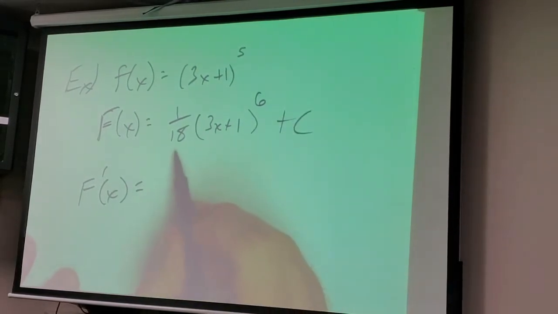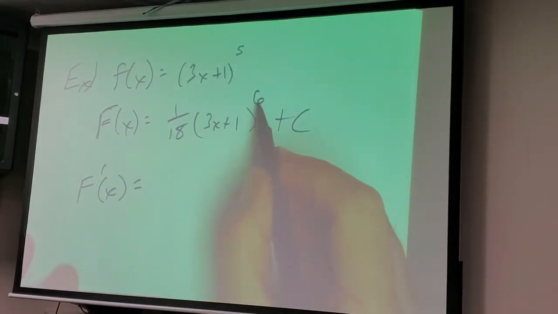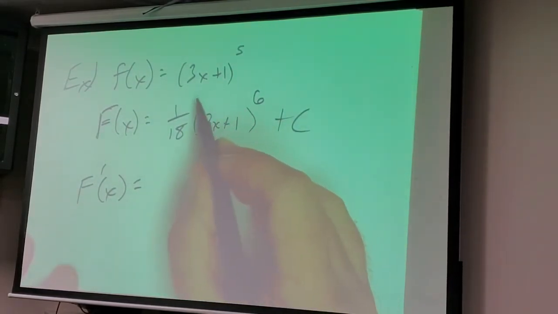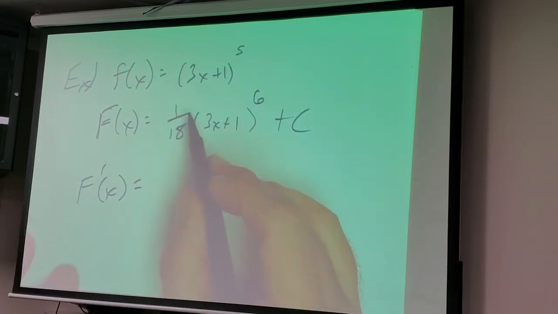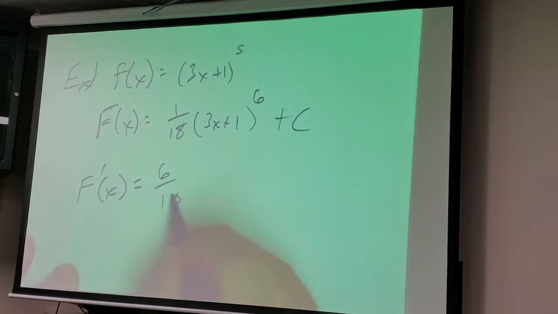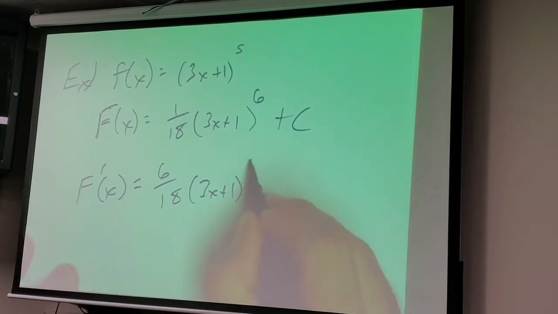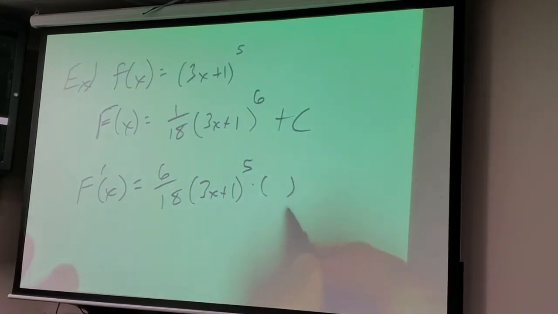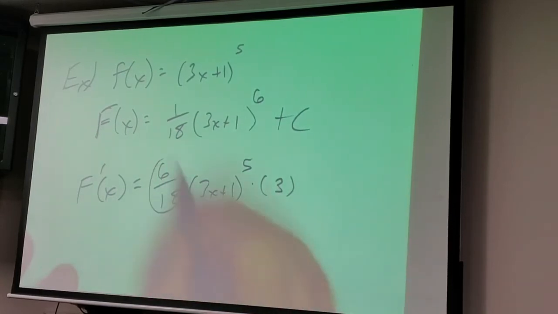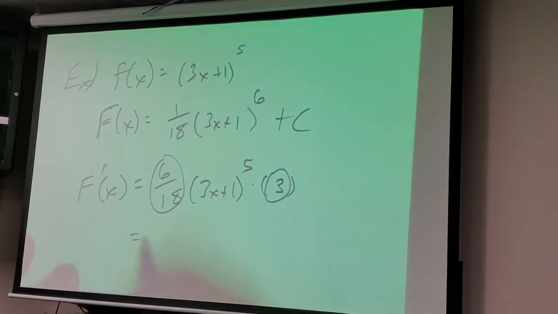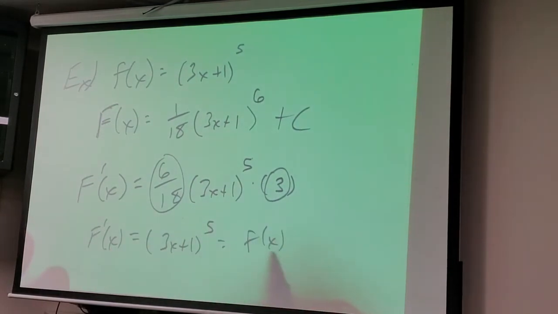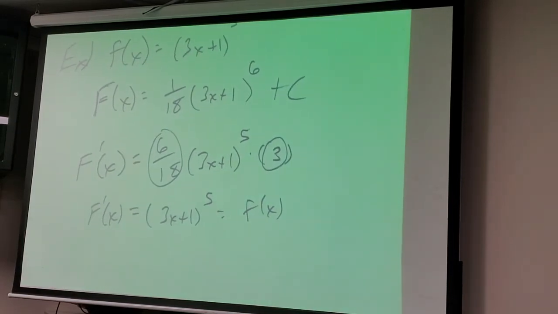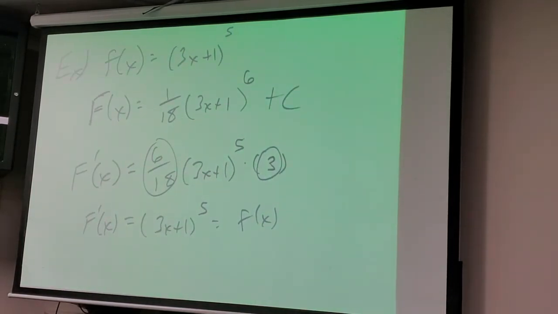Help me out. What's big F prime? The 6 comes down. Are you guys all right? What's happening? The 6 comes down, times (3x plus 1) to the 5th, right? Times 3. And sure enough, what's 6/18 times 3? 1. So is F prime equal to little f? Big F prime is equal to little f. Love it. So that works.